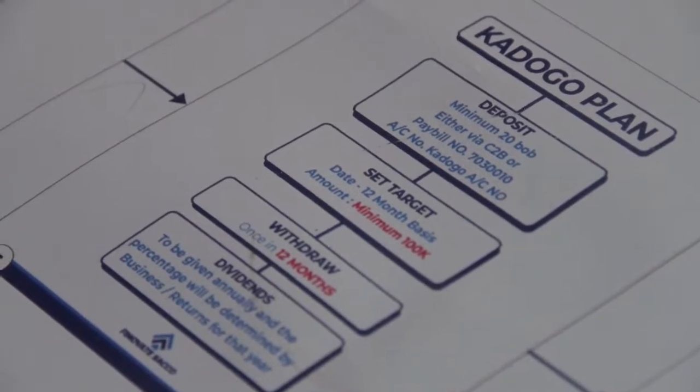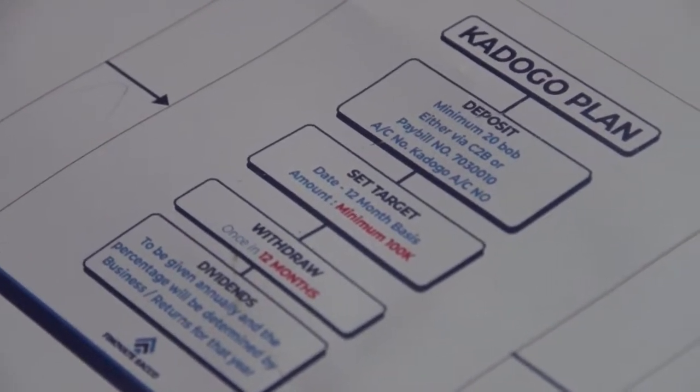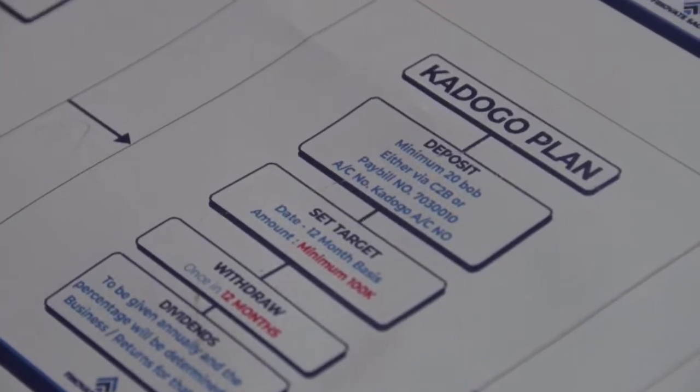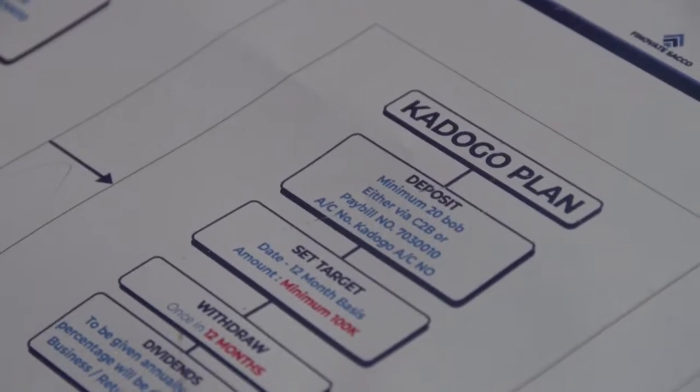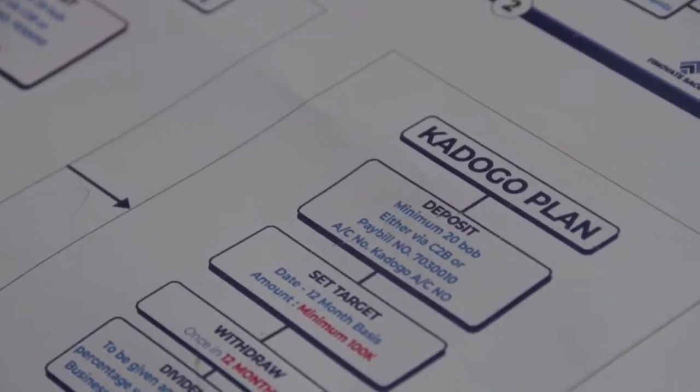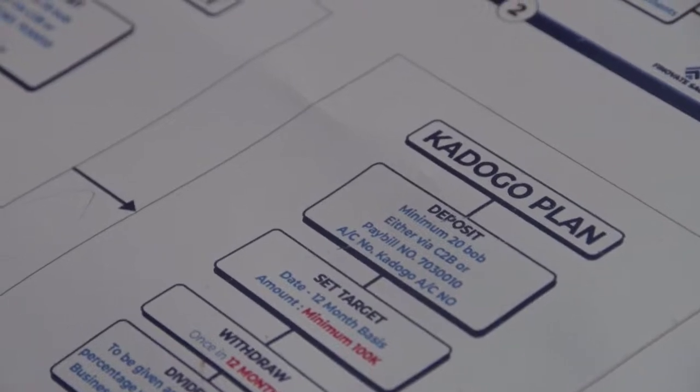We also have the KADOGO plan. I believe everybody has a goal where you want to have a huge investment, and probably you want to accumulate your money, and the target you set yourself here is from 100,000 shillings. That is the minimum amount that you can withdraw. And the beauty about it is, this money also earns you interest, that is dividend distributed at the end of the year. You will be earning dividend. And you also have a minimum amount you can deposit as little as 20 shillings. So our application allows you to deposit in any wallet here. You can deposit as little as 20 shillings.